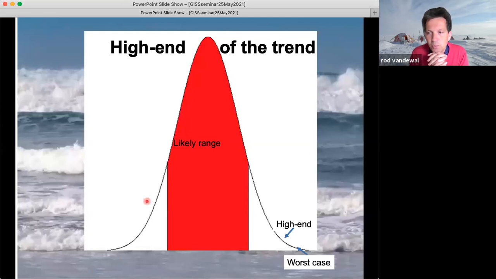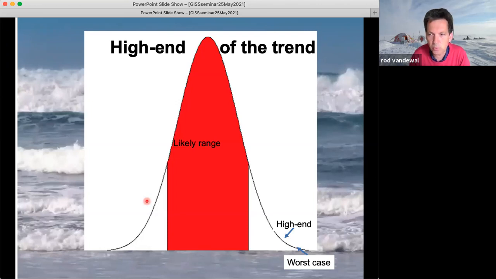So what do we mean with a high-end estimate of sea level rise? First of all, we're talking about the high end of the trend, which is not to be confused with extreme sea level, as I will show in the next diagram. And this is basically evolving from the discussions which are circling around in the IPCC context, where sea level rise is often presented with a likely range, as indicated here with this part of the PDF, where it often stops with a likely range estimate. And at the same time, there is a stakeholder need for knowledge on what is happening in the tails of the distribution, and that is what we loosely define here as the high end.